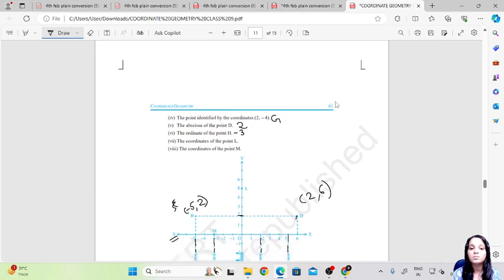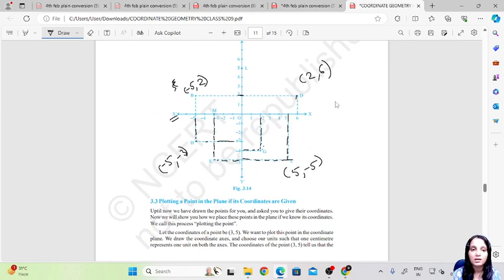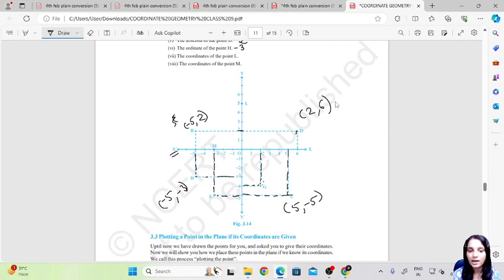The coordinates of the point L. Okay, L is on the y-axis, see here. Now always on the y-axis x point is 0. So if the x point is 0, so 0, comma this is 5. So it is 0, comma 5. And M, see here, on the x-axis y point is 0. So it is 0 here and this is minus 3 here. Okay. So minus 3, comma 0.